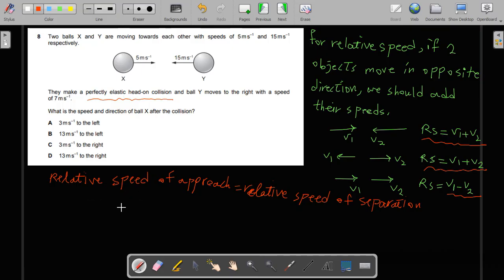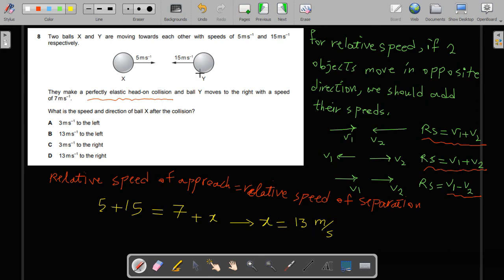Now, relative speed of approach, one of them is 15, one of them is 5. So 5 plus 15 equal relative speed of separation. One of them is 7, another one you don't have, then you can find the answer easily. So the speed of ball X after collision will be 13 meters per second, and because it is positive, so to the left. So 13 to the left.